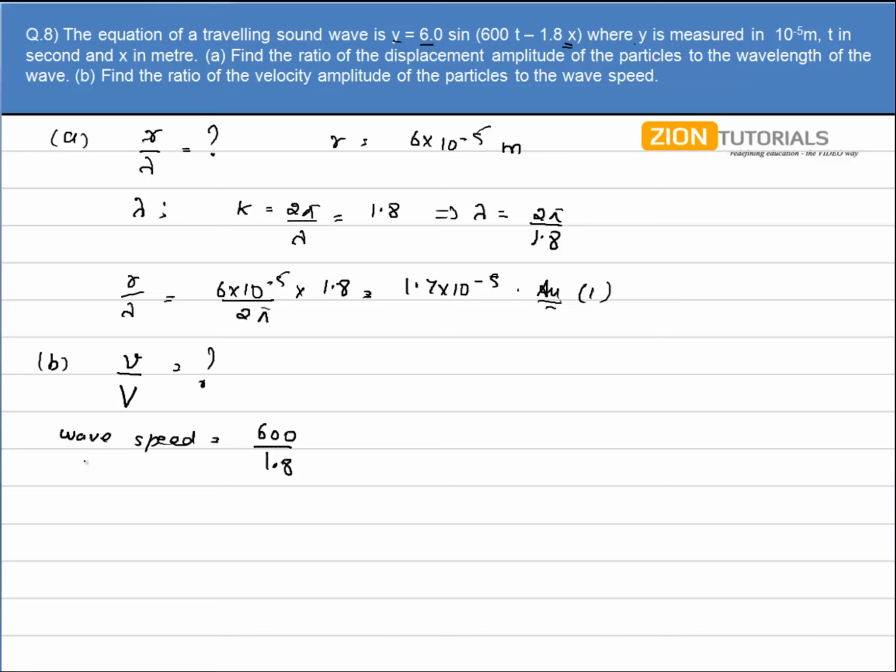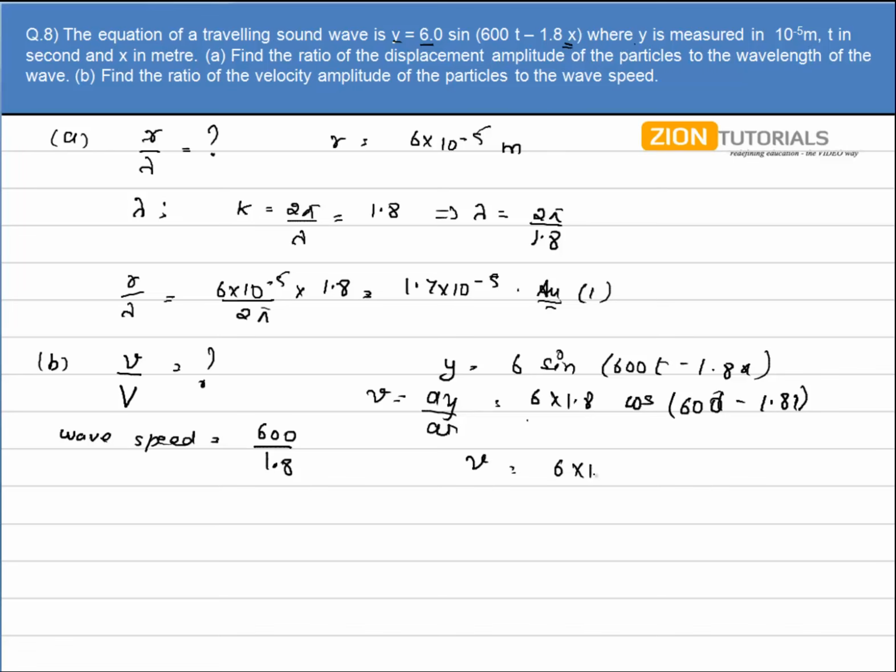So this is my wave speed, and v, that is the velocity amplitude, can be easily calculated because I know the equation. y is equal to 6 sin(600t − 1.8x). So just differentiate it once, that is dy by dt. It will give me the velocity. It comes out to be 6 × 1.8 cos(600t − 1.8x). So the velocity amplitude comes out to be 6 × 1.8 × 10^−5 meters per second.